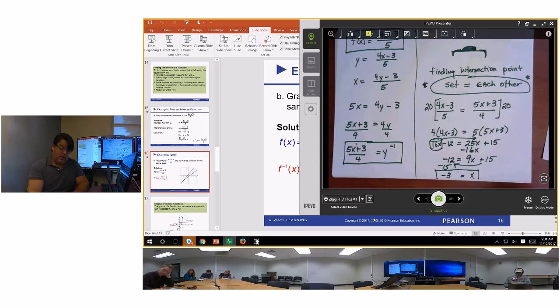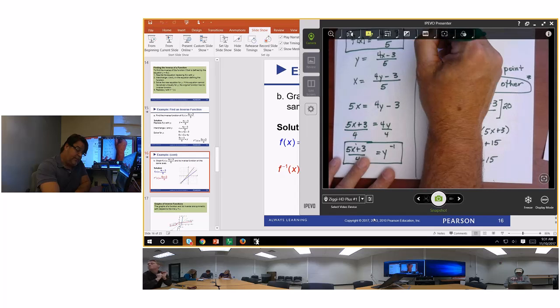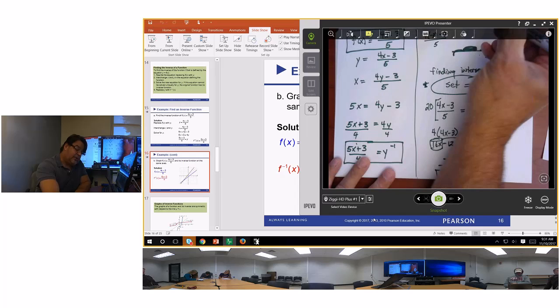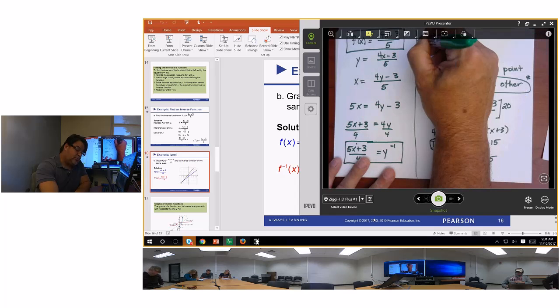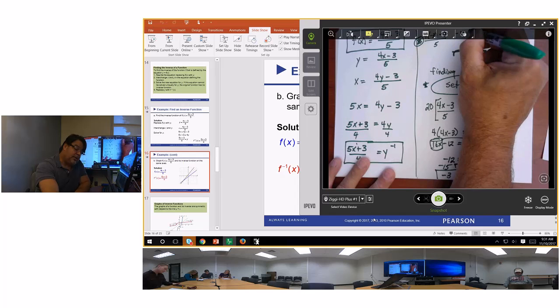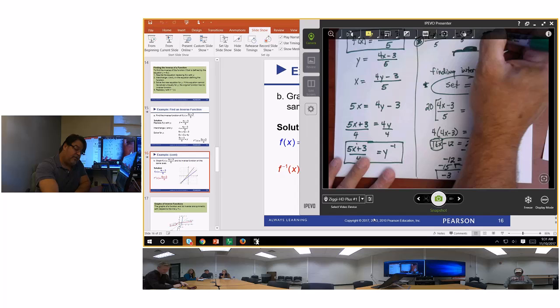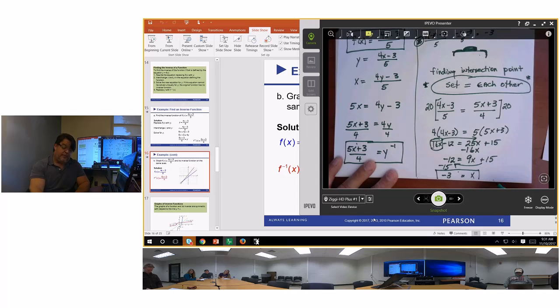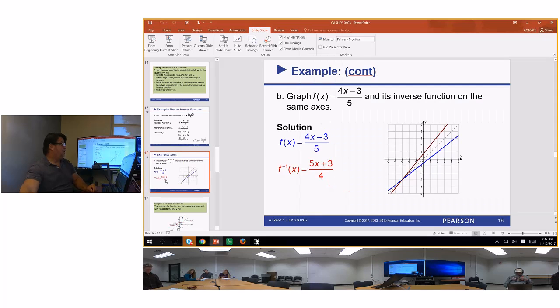Yes. And now you can plug negative 3 in for x. 4 times negative 3 minus 3, over 5. And this is my back substitution. So negative 12 minus 3 over 5 is negative 3 again. So at negative 3 and negative 3, we should have an intersection point. So let's look back at our handy dandy graph. Negative 3 and negative 3. Look at that, it's a miracle.